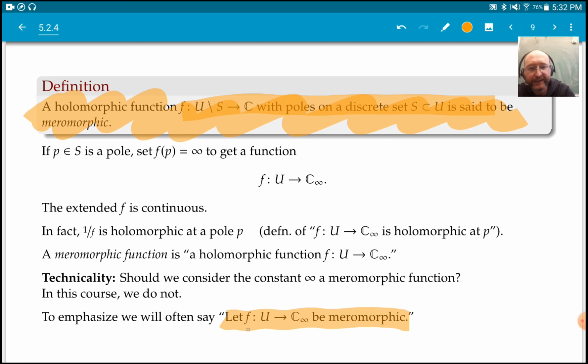I mean, we could say let f from U to C infinity be holomorphic, except not constantly infinity. But that's playing too much with the definition. It's probably better for emphasis to say meromorphic, just to emphasize there could be poles. It is really a holomorphic function, except maybe poles, so isolated singularities with poles.